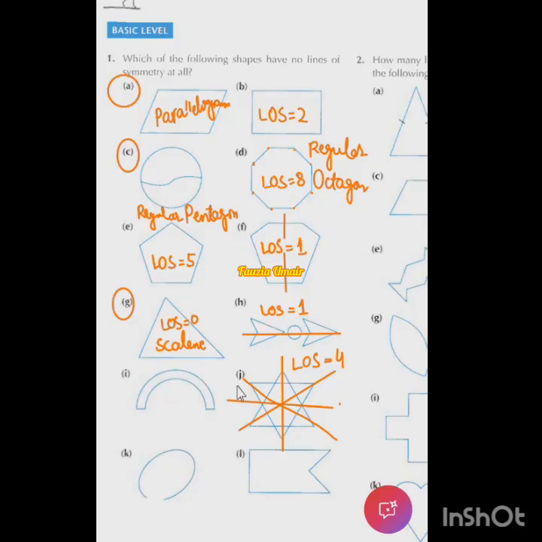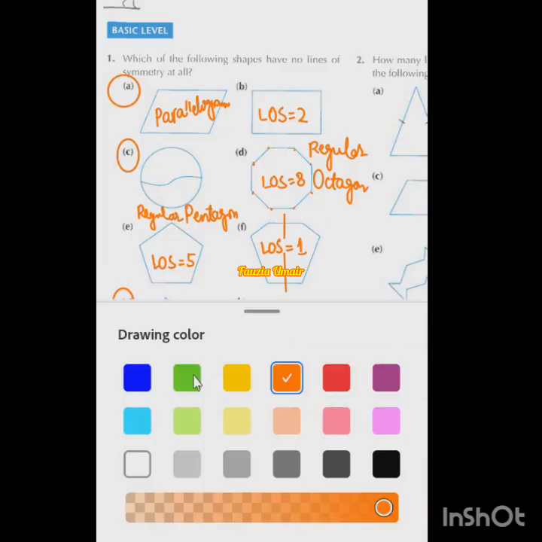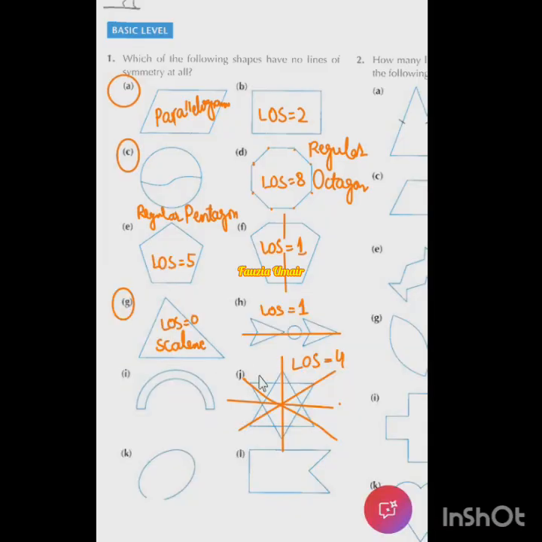So it's like a square. I always tell my students to resemble the shape with something else. So this is kind of a square, like if you connect all these corners like this. Yes, ma'am. So it's a square. That's why there are four lines of symmetry.